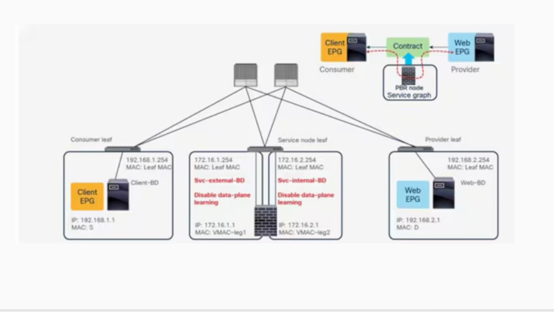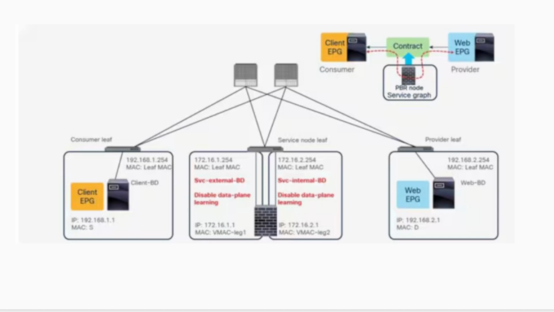The key bridge domain configuration: client bridge domain on the consumer side. The IP subnet is 192.168.1.0/24. Default gateway is the leaf, 192.168.1.254. And the purpose is the leaf acts as the entry point for the client traffic. Svc-external bridge domain is the external side of the service node.